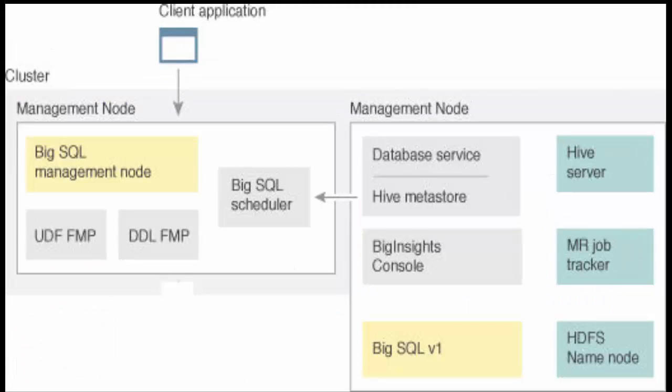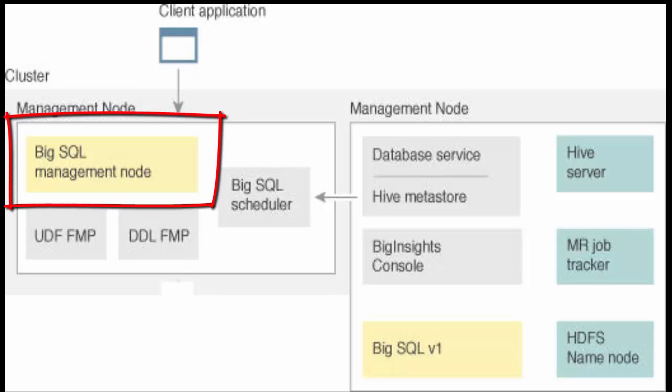Applications connect on a specific node based on specific user configurations. SQL statements are routed through this node, which is called the Big SQL Management Node or the Coordinating Node. There can be one or many management nodes, but there is only one Big SQL Management Node.